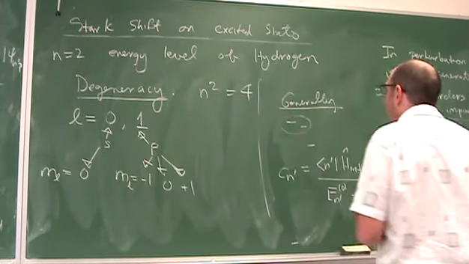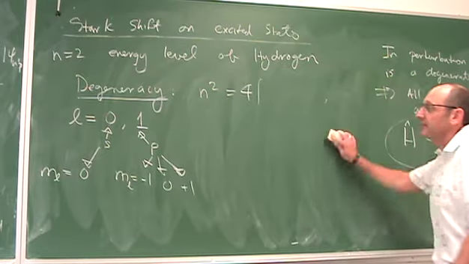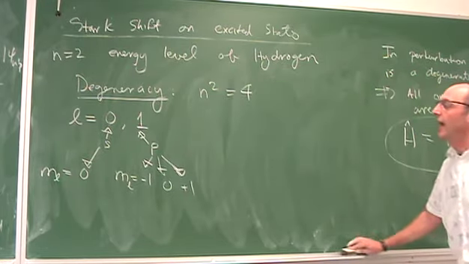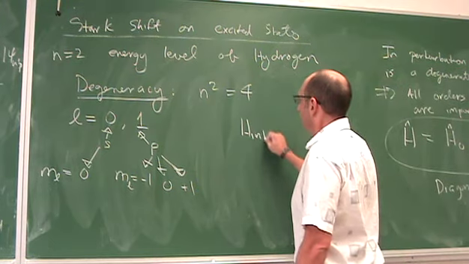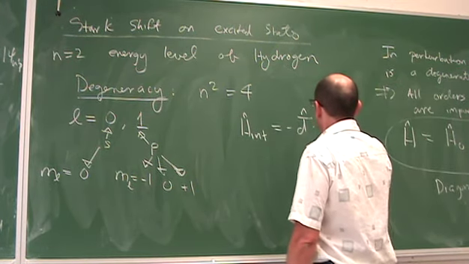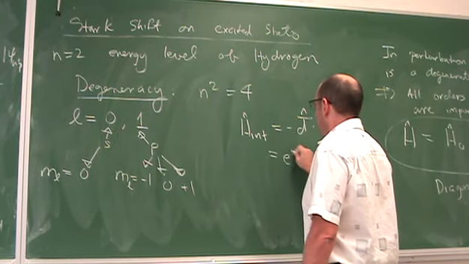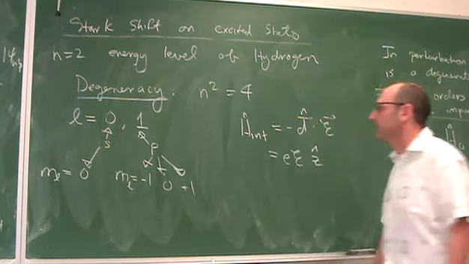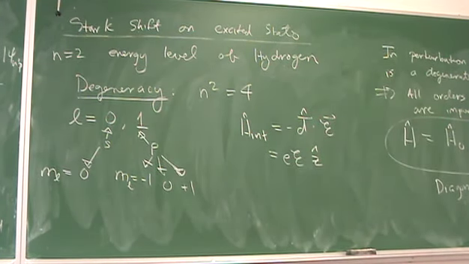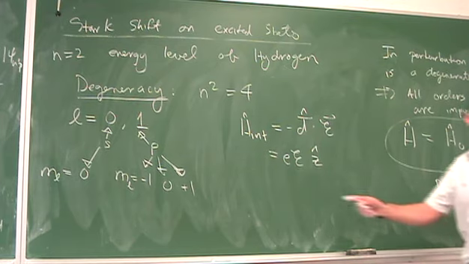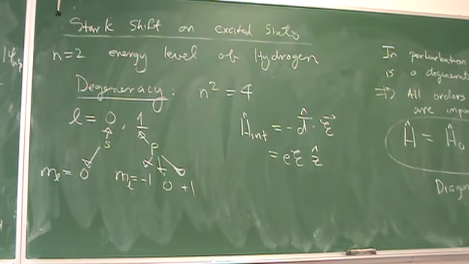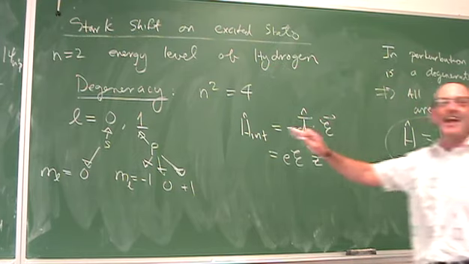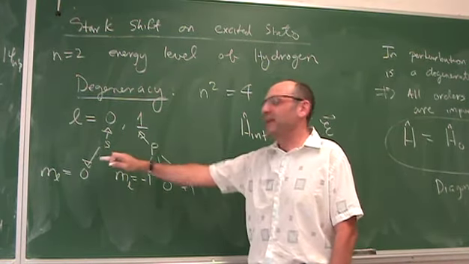Okay, so here we are. We have this degenerate subspace, and we have our perturbation. Again, our interaction Hamiltonian is minus d dot E, where I will take the electric field to be in the z direction. So, according to perturbation theory, we need to diagonalize our Hamiltonian in this 4-dimensional subspace. The diagonal matrix elements are the ones we already know. In fact, they all have the same energy, because it's a degenerate subspace.